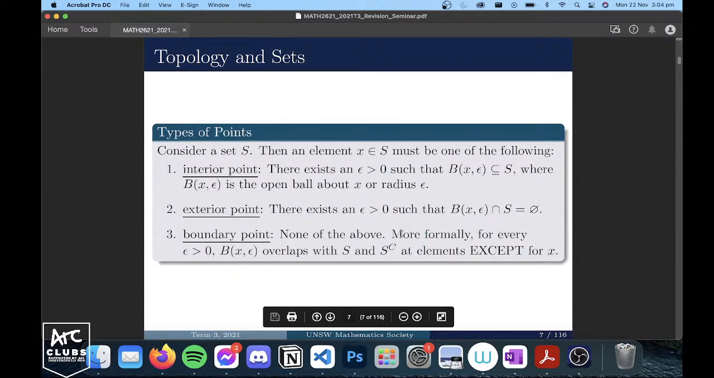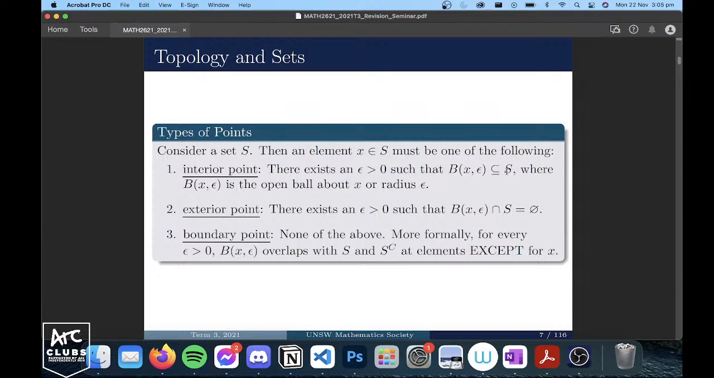So this is topology and sets. Let's first talk about an interior point. There's this definition here. There exists an epsilon larger than 0 such that the ball centered at x with a radius of epsilon is included within the set, where the ball is an open ball about x of radius epsilon.